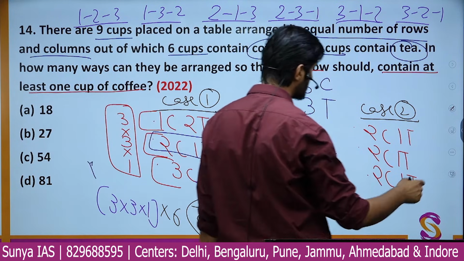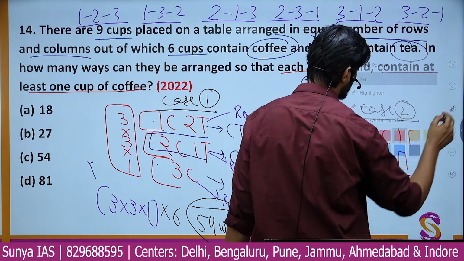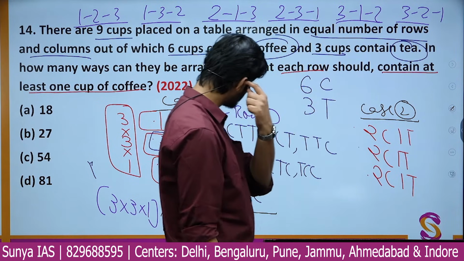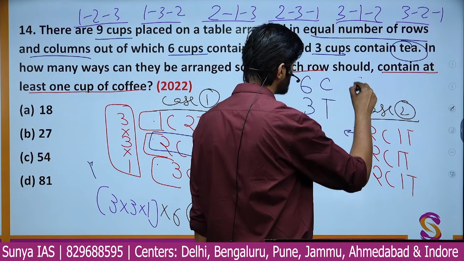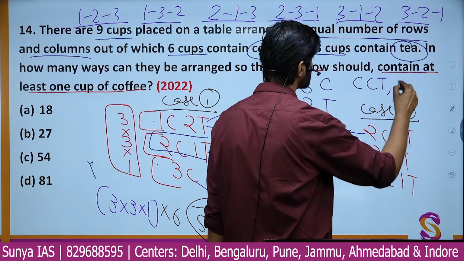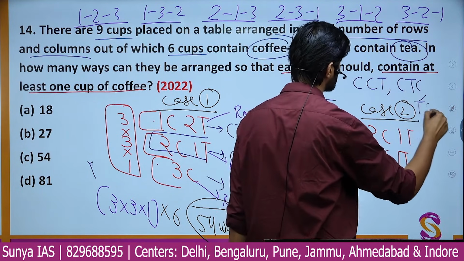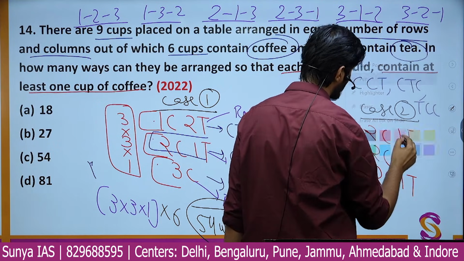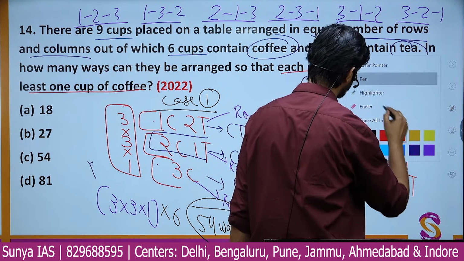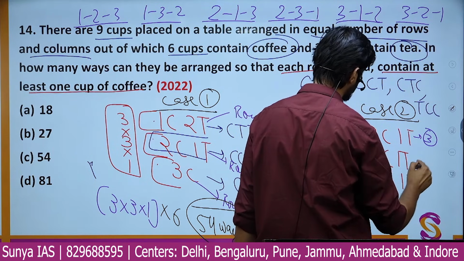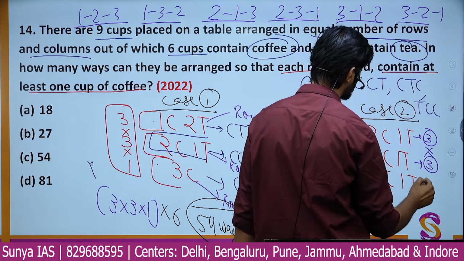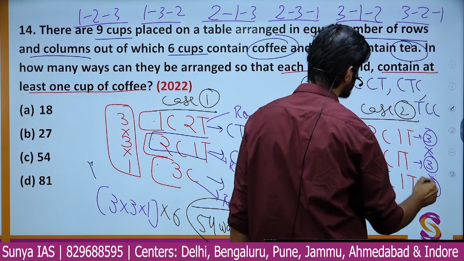When we talk about this particular arrangement, in the first row we can have 3 arrangements again. We can have C, C and T. We can have C, T and C, and we can have T, C, C. So each row can have 3 arrangements. So in the first row we can have 3 arrangements. Here also we can have 3 arrangements, and here also we can have 3 arrangements, right?